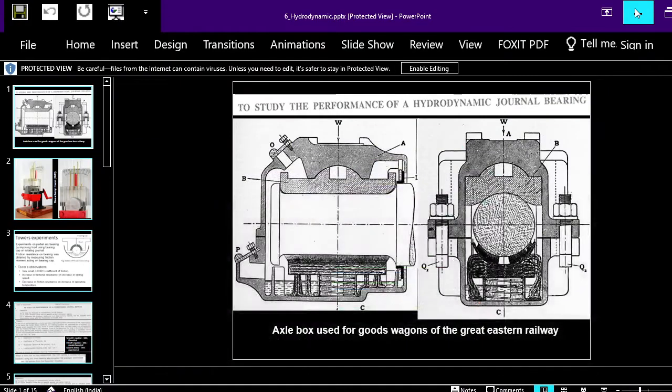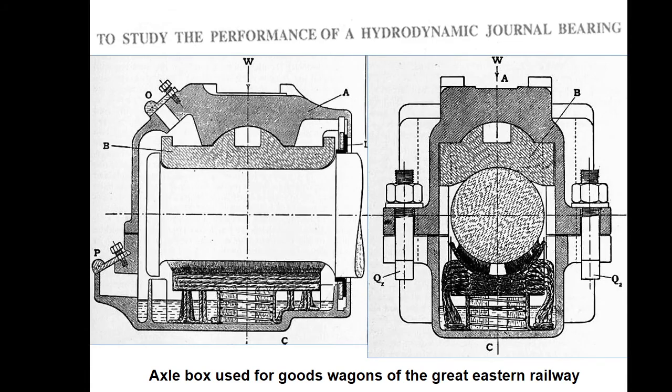So, we have discussed the introduction of bearings, and now this is our experiment. The experiment is to study the performance of a hydrodynamic journal bearing, and there are some objectives also, we will come to it. But you see this particular slide, what it shows. This is the axle box used for a goods wagon, the Great Eastern Railway. Why is this shown here?